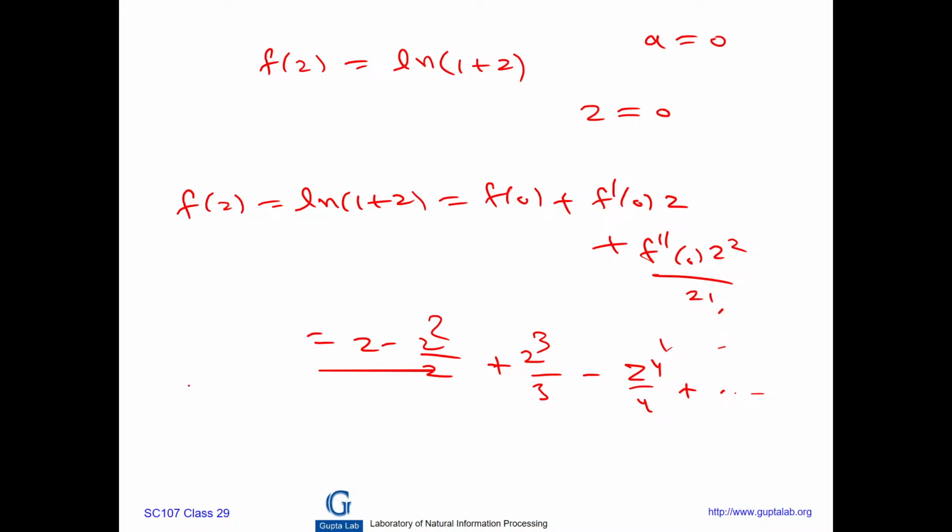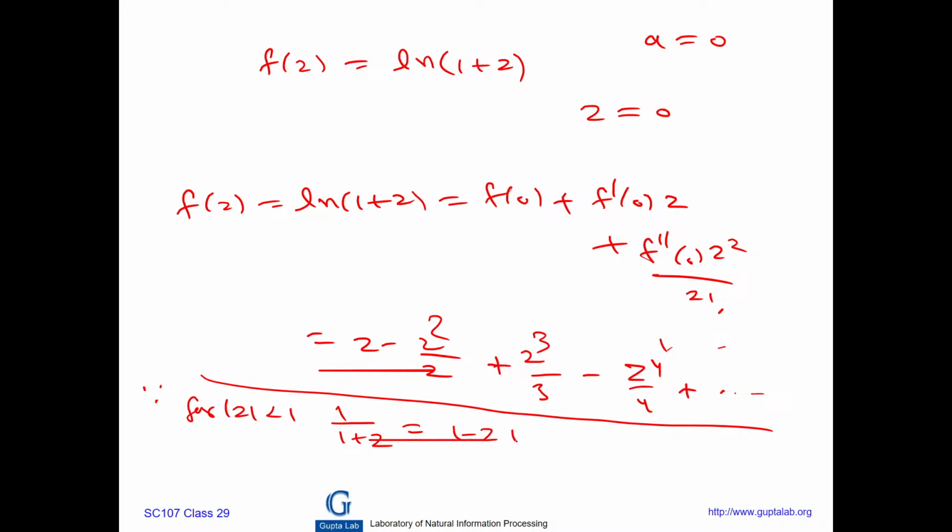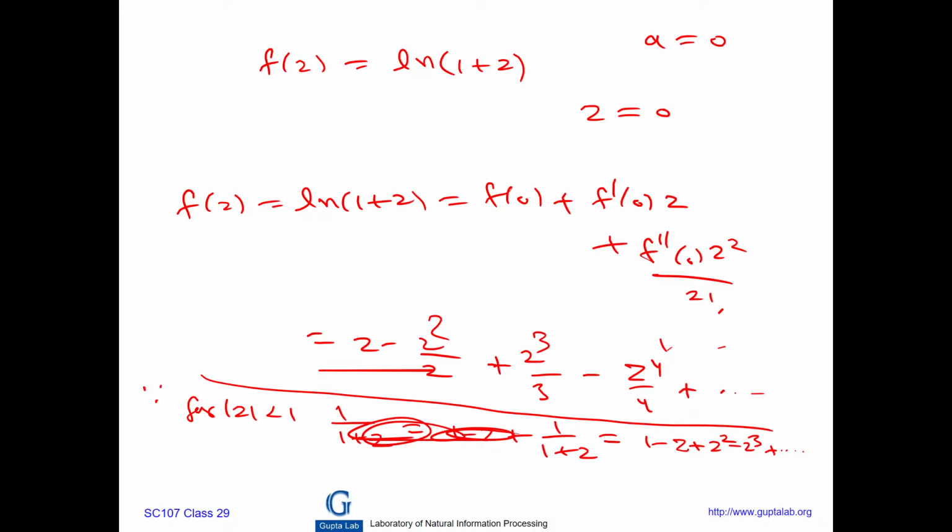अब देखो यहां पे, so we know that, since this is one method. Since for mod z less than 1, 1 over 1 plus z is equal to 1 minus z plus z square minus z cube. राइट, ये सीरीज मालूम है? सपोज यू फाउंड दिस सीरीज. इसका इस्तेमाल करके I can find that log 1 plus z.